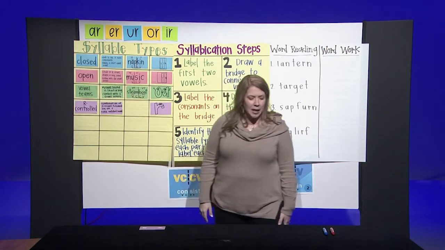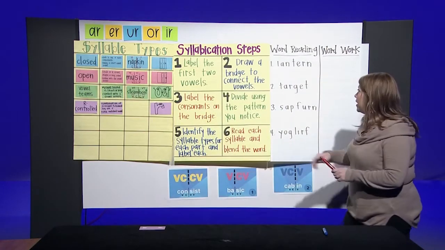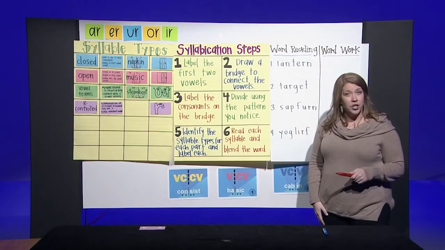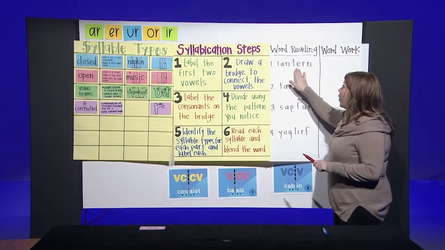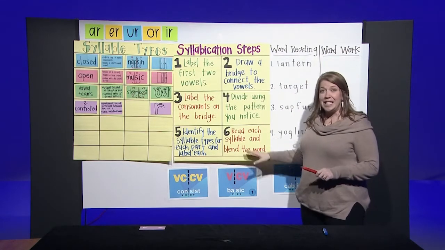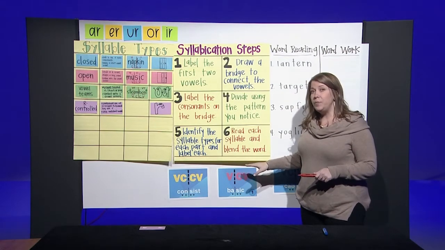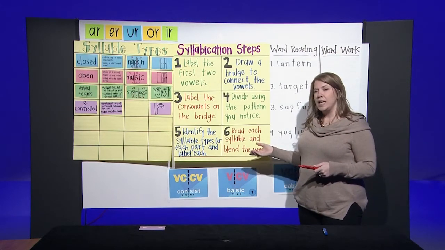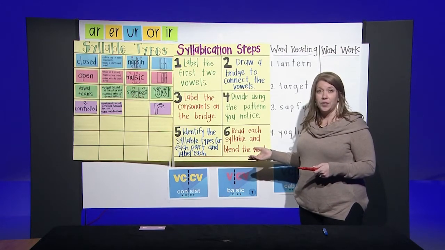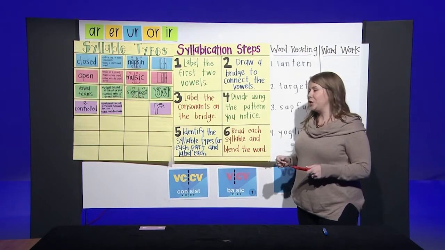Me too. Let's start with this word I have up here. I'm going to model for you, and then you're going to help me. So let's focus on the word we have and the 6 syllabication steps we've been using in our previous lessons. We're going to use these steps to help us read unknown words. All right, let me show you.